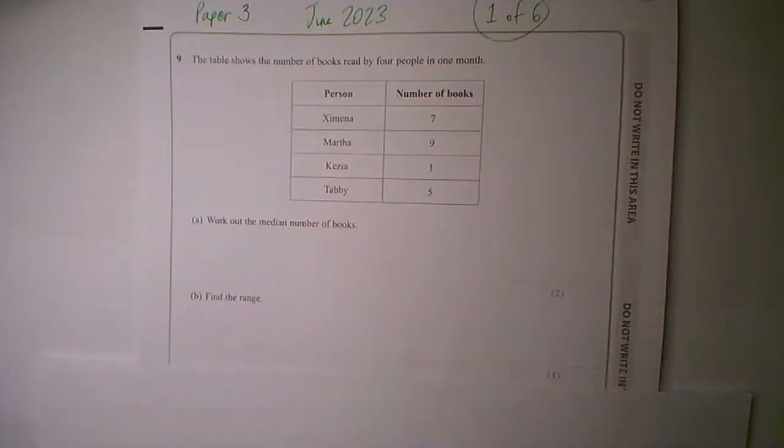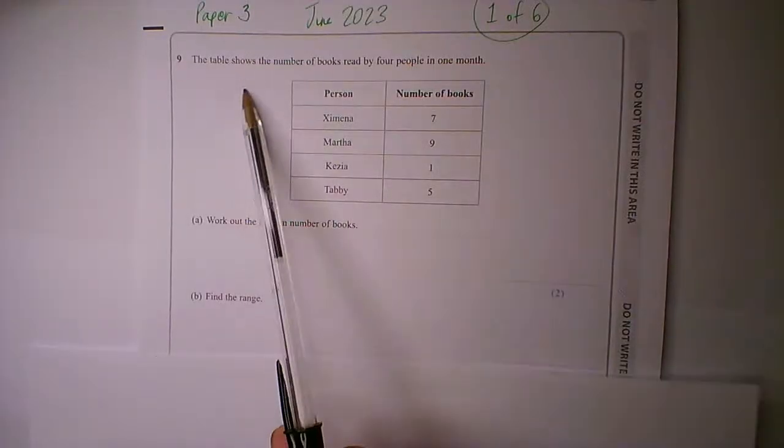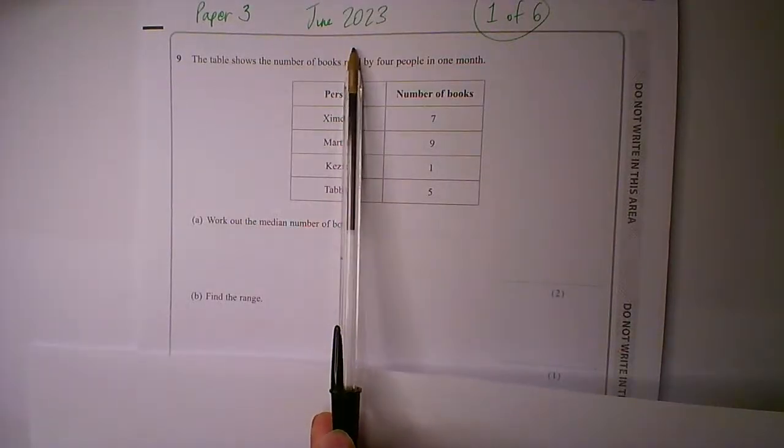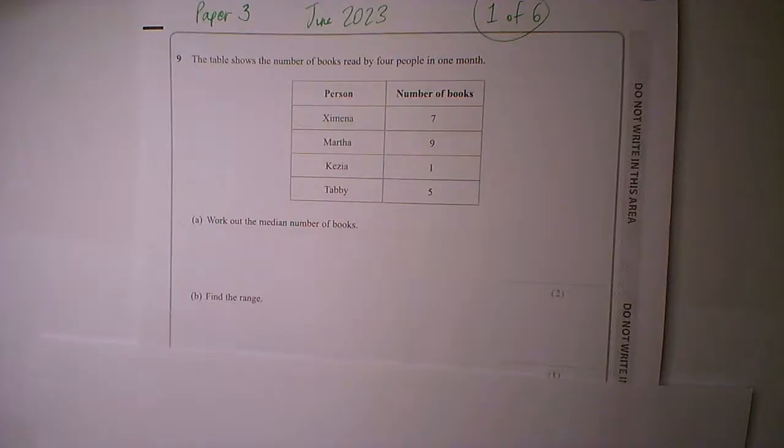Today we are looking at median from a table. Here is the first question. We've got 6 questions for you. This is from paper 3, June 2023. Press pause, and when you are ready, press play for the answer.